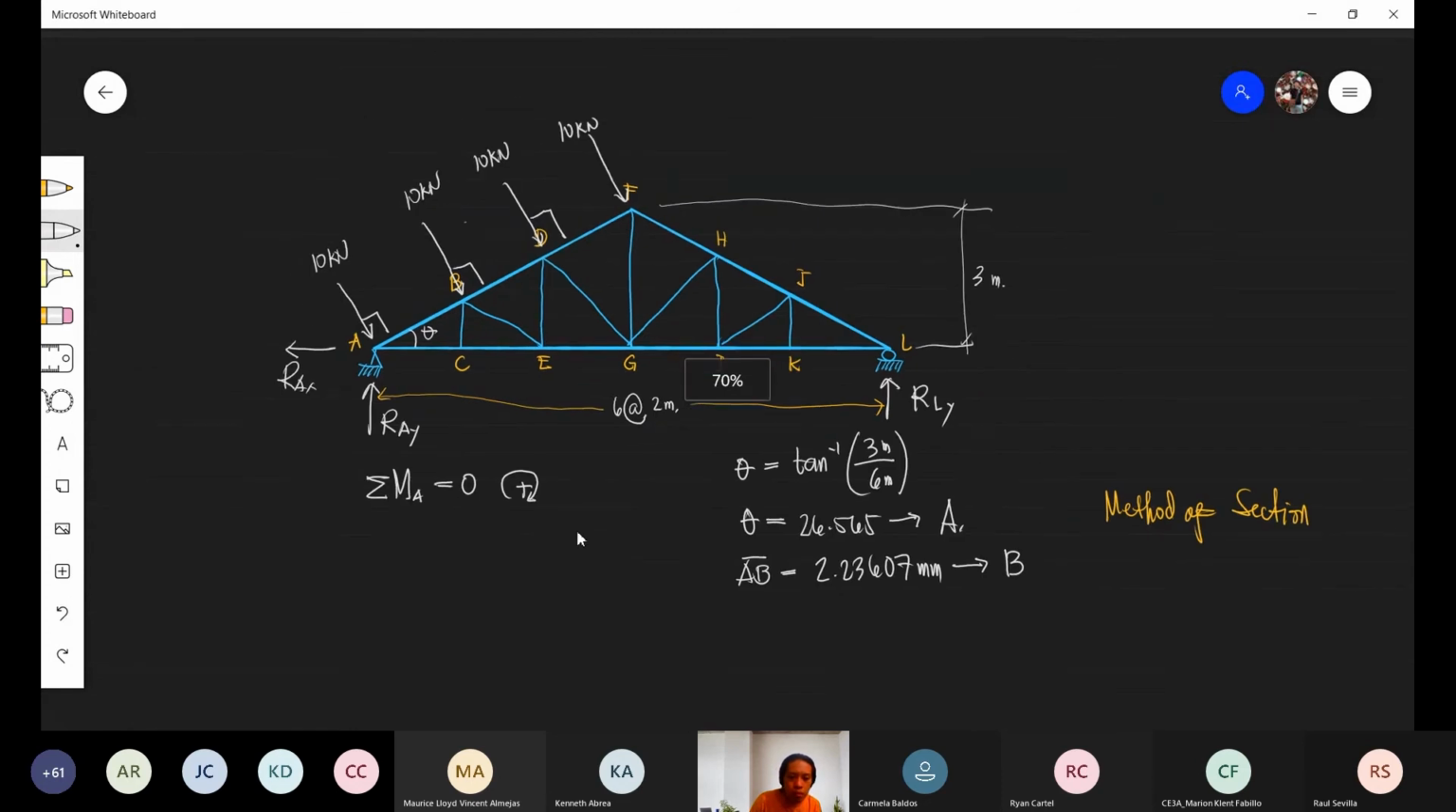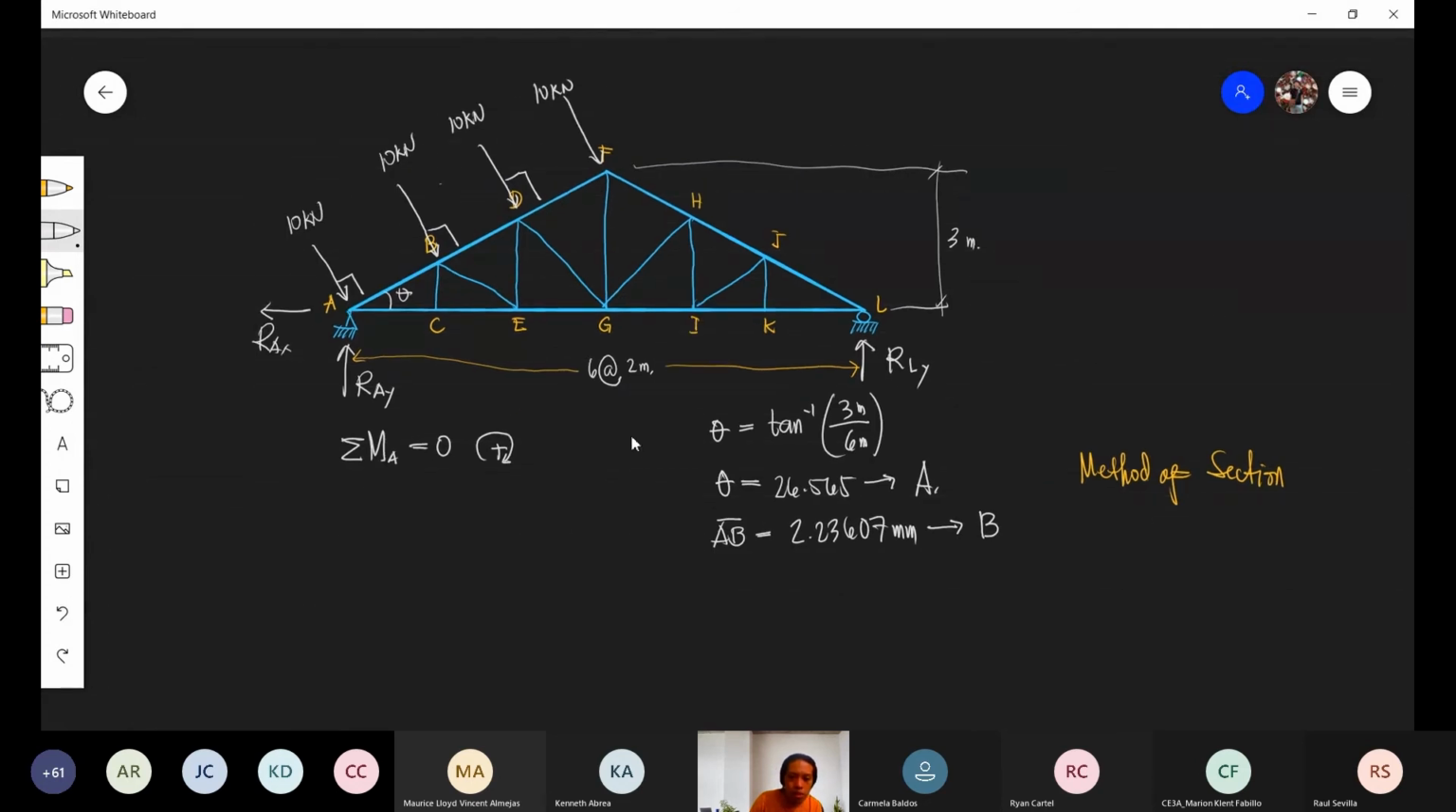Okay, so we're summing the moment at A, clockwise as positive. So we have negative RLY multiplied by 6 times 2, that's 12, minus 10, plus 10 times the distance. What's the distance of the 10 from A? The perpendicular distance.